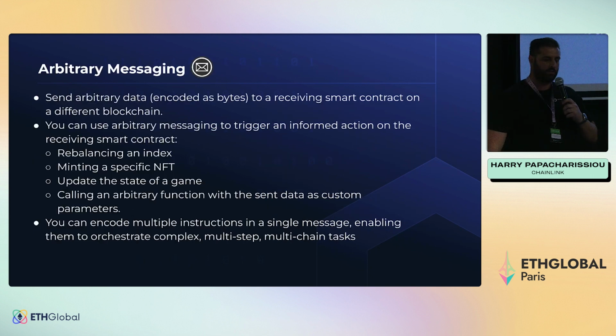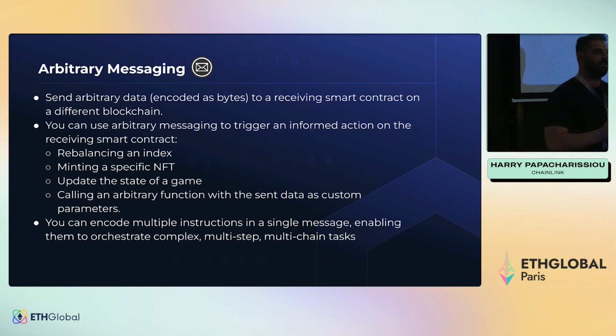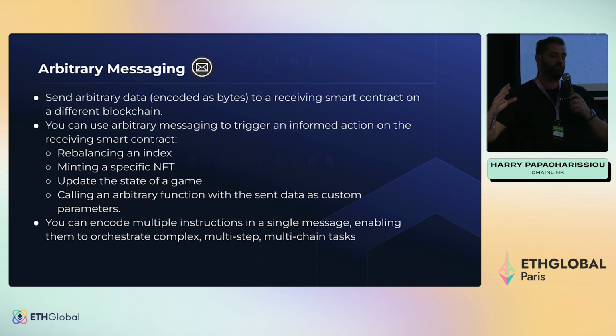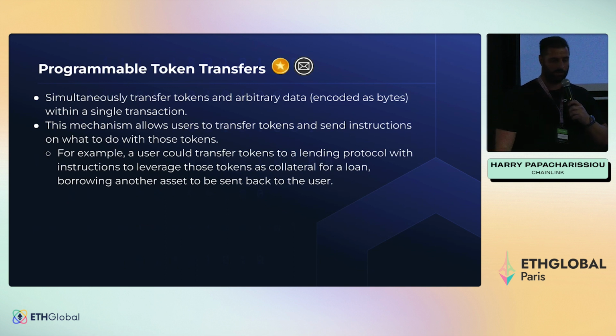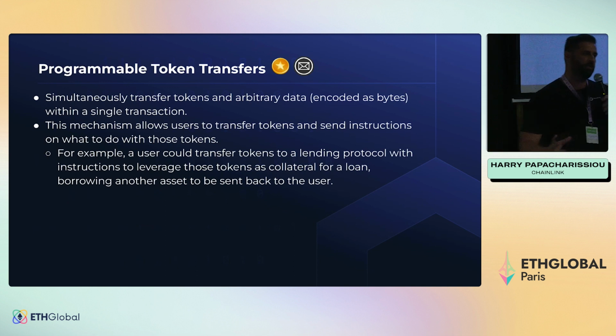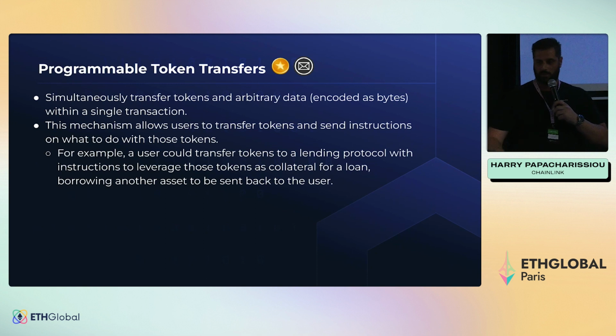So messaging I already talked about. I'm just going to once again say you can send any kind of message you want. It could be instructions, it could be logic or whatever for the receiving contract to do anything, essentially. And with programmable token transfers, once again, you can send tokens as well as a message to say, hey, here are some tokens, and by the way, here's what I want you to do with them now in the other smart contract on the other chain.